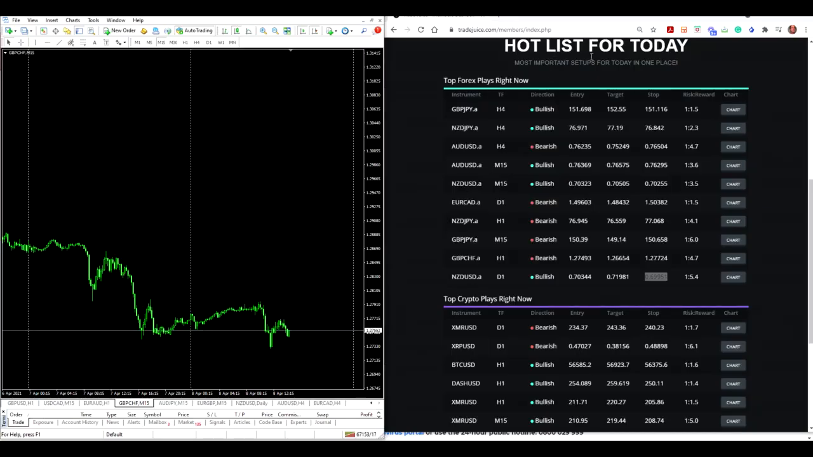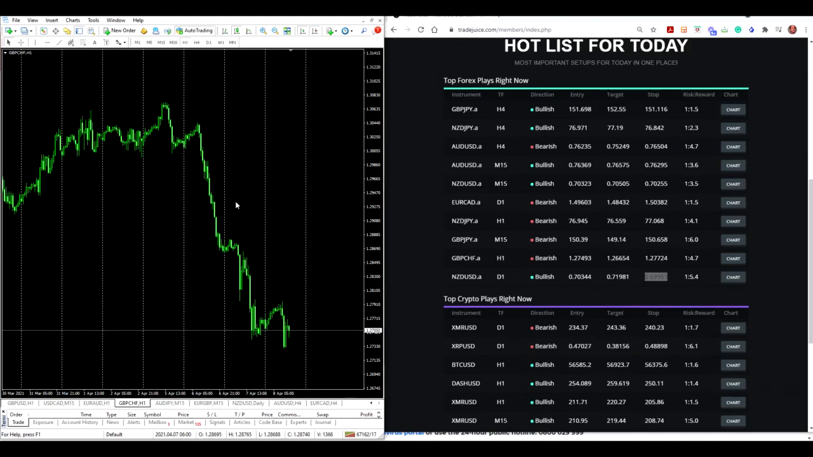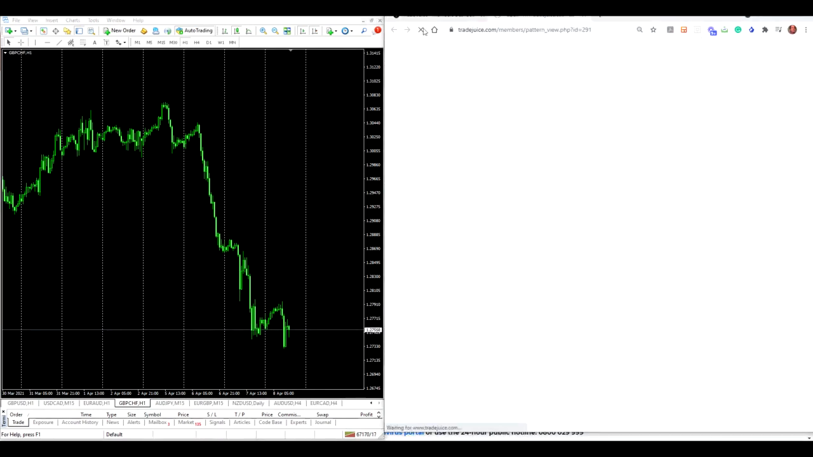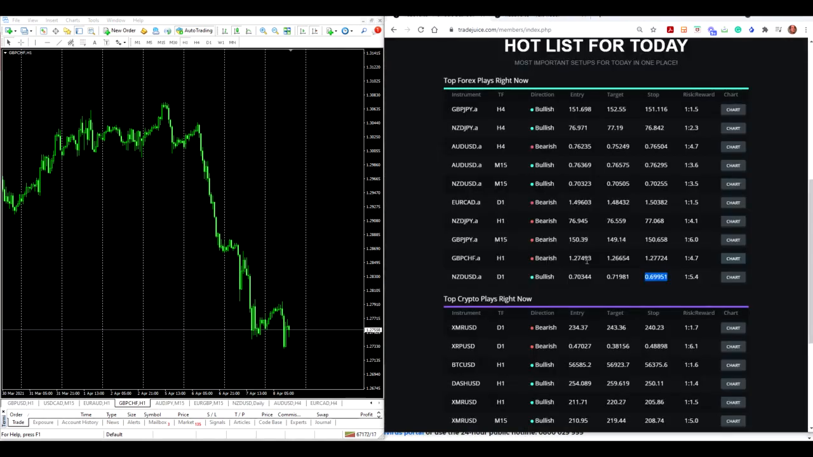So I'm on the hot list for today on the Tradeology members area, and at the moment I'm looking at the pound CHF, Swiss franc, 15 minutes. Let's put it up to the 1 hour chart. I've got a signal that I can enter this pretty soon, and I'm going to go short. It's telling me to go short. It tells me where to enter, the target, and where to place my stop.